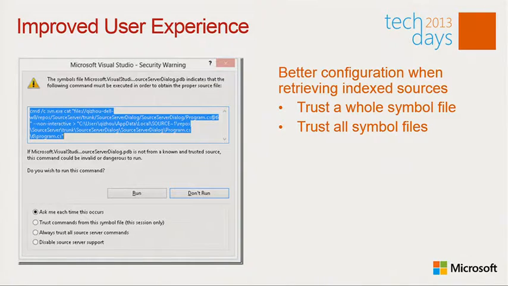So option number 1 is you could just always trust the source server commands. Now, if you always know where you're getting your symbol files from, that might be fine, because if you know how they were built, you might know that nobody's embedded some sort of malicious command in there for me to run, and I'm okay with just running that, and that's fine. If you wanted something that's still more convenient, but not quite as open, you can also choose to just trust a whole symbol file, and then we won't prompt you for any of the files that were built for that binary. So you can trust a binary all at once.